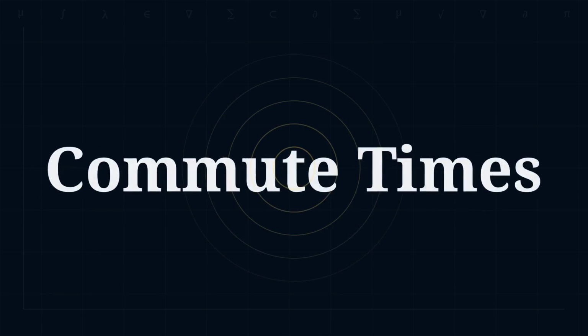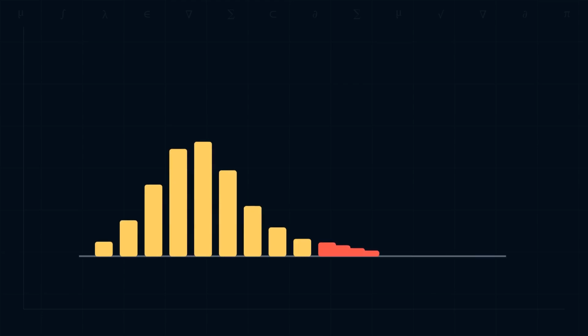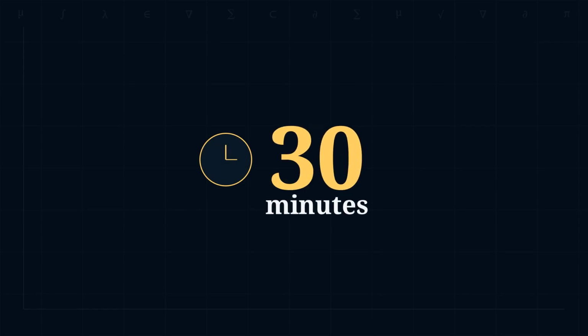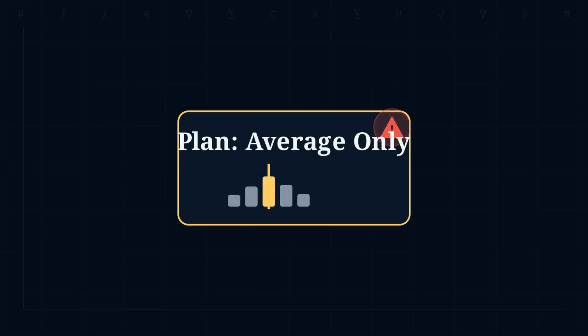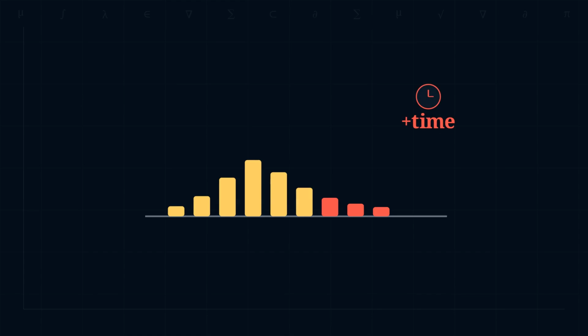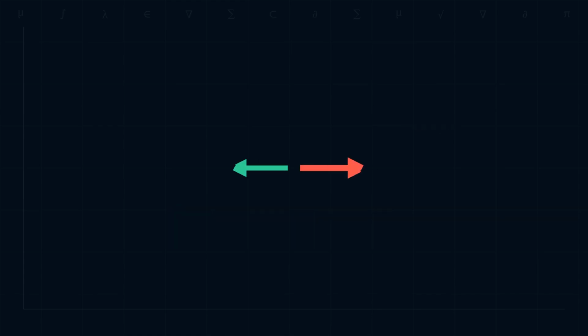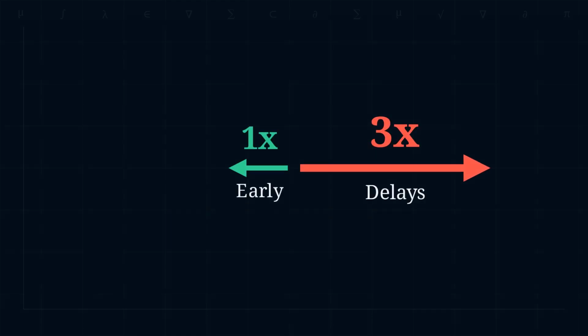Take commute times. Most trips cluster in a moderate window when traffic flows, but delays stretch the upper end, so the plot is lopsided to the right. If the center is around 30 minutes, the long string of bars to the right tells you that rare delays are not rare enough to ignore. That shape warns you that a plan based only on the average will underestimate late arrivals because the extra time from long delays adds up faster than early arrivals can subtract.